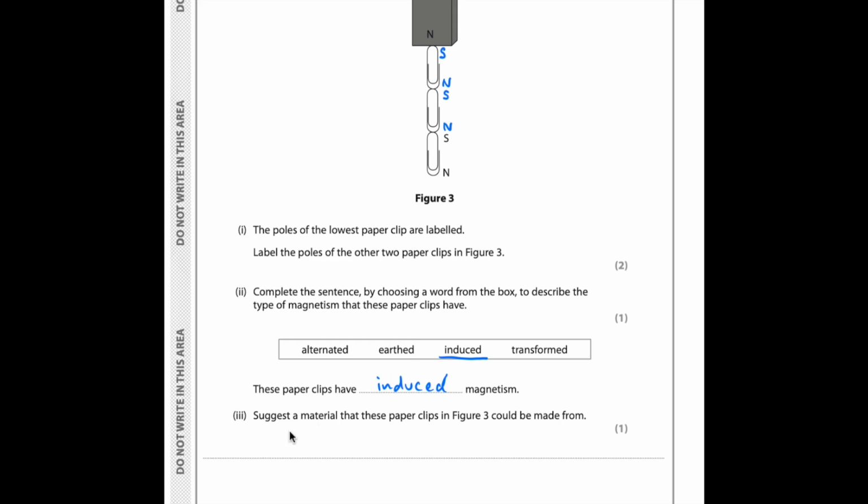Part 3. Suggest a material that these paper clips in figure 3 could be made from. Well, they're most likely iron. However, they could be steel, nickel or cobalt. They're the 4 magnetic materials you need to know for GCSE.